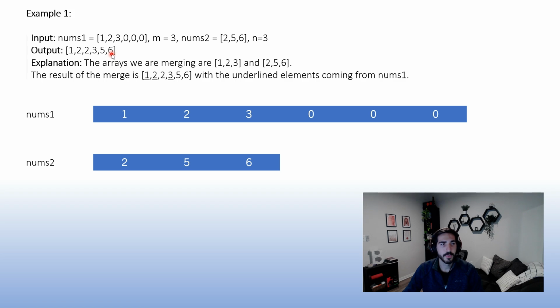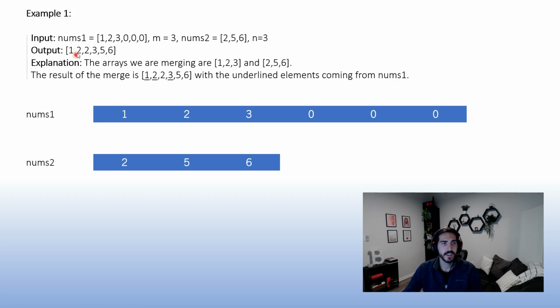To get this output, we are going to want to sort it in non-decreasing order. So we have 1 as our smallest element, then 2, a second 2, then a 3, then a 5, then a 6. Pretty straightforward. The 2's here can actually be the second or the third element. That's important to remember because you might run into an issue with that.